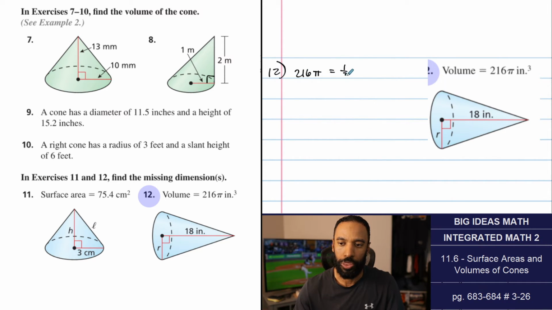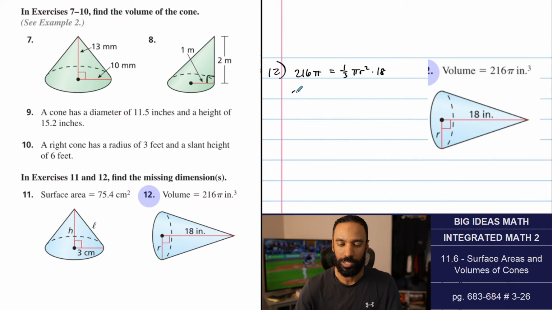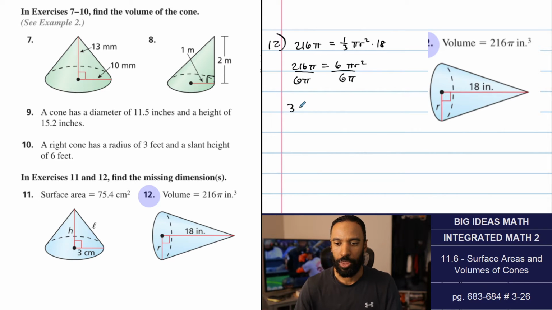So this is 1/3 area of base. I'll go and write out pi r squared, times the height. 18 divided by 3 is 6. So this is 6 times pi r squared. If I divide both sides by 6 pi, I'll get rid of the pi as well. Divide both sides by 6 pi, that gives me 36 over here.